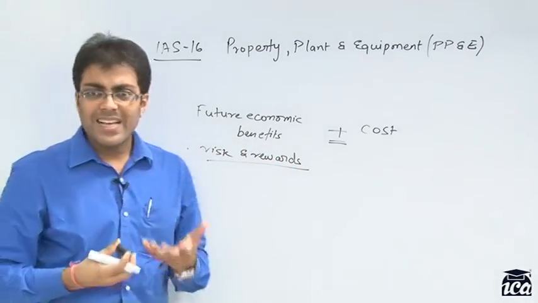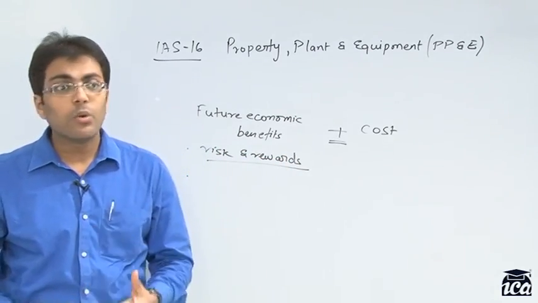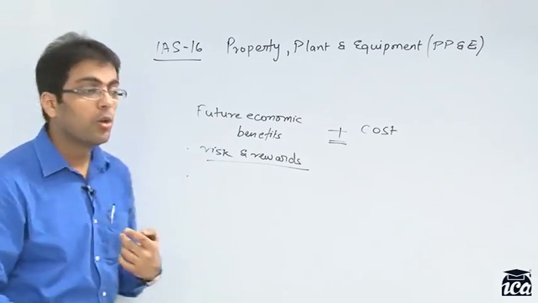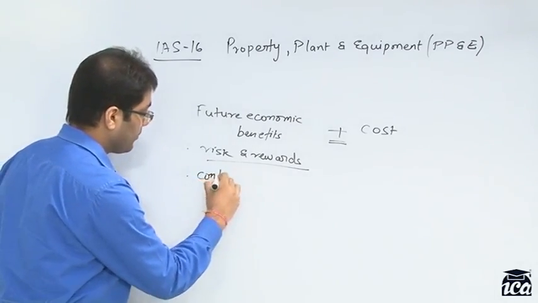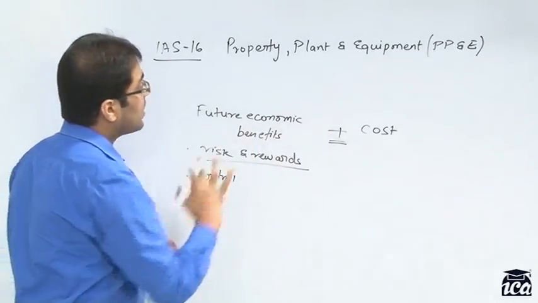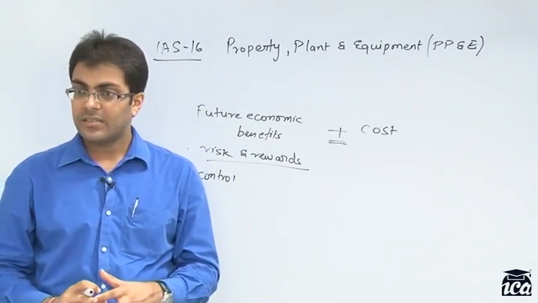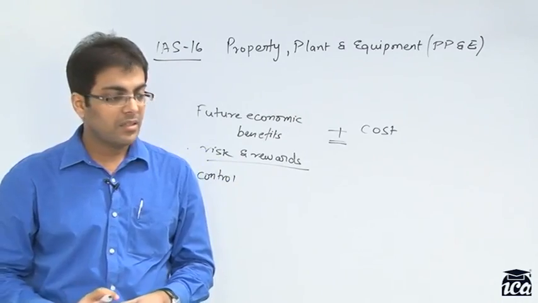And number two, the entity must be able to control that asset. It is my asset now. It should be in my control. Okay. So these are the two conditions which are required to be satisfied before an asset can be recognized in the books as an asset. Okay.